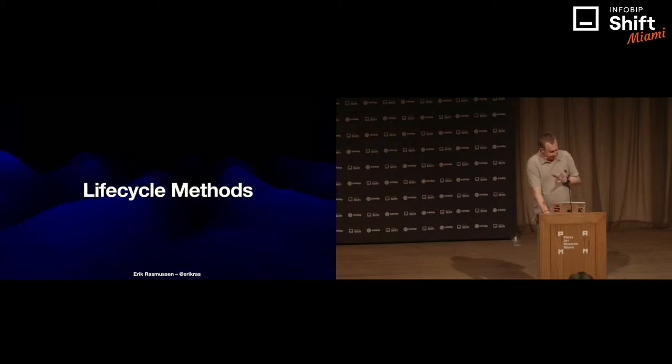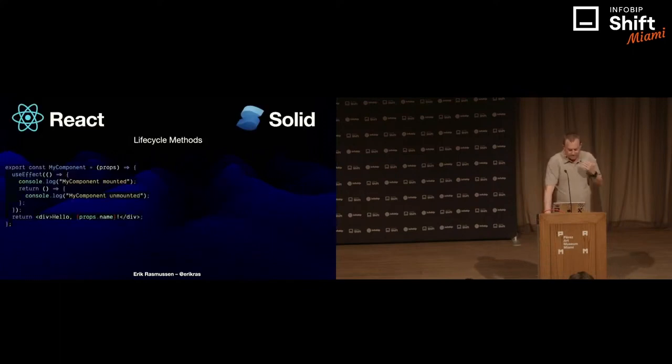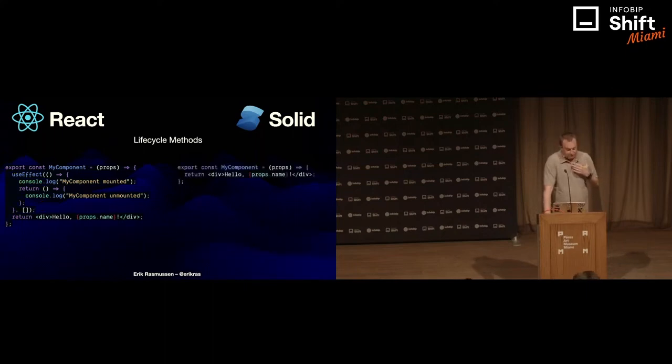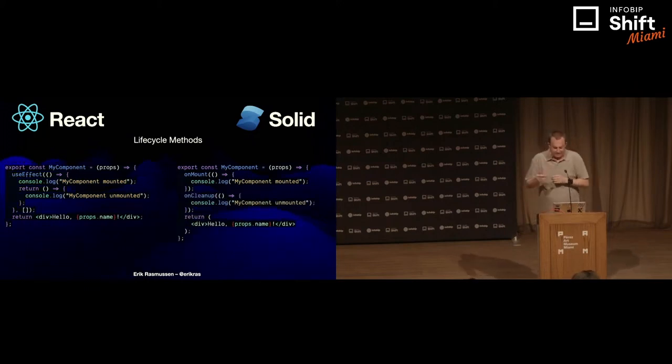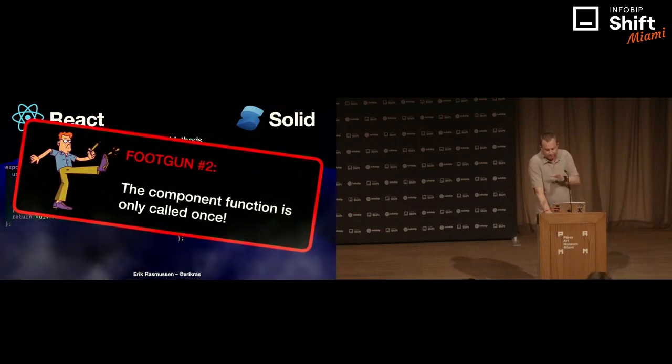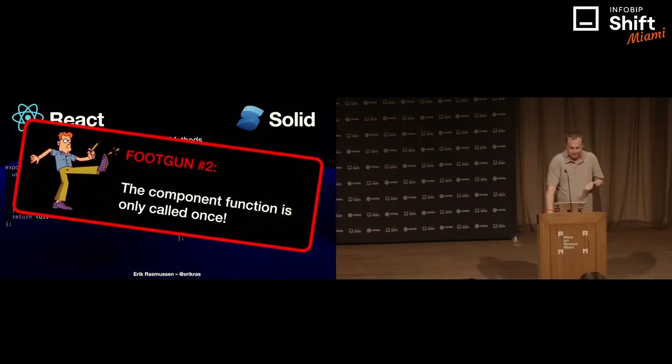Okay, lifecycle methods. How do you run something when a component mounts and when it unmounts? In React, of course, we use useEffect, and we return the thing that we want to run when it unmounts. And we've got to remember the damn dependency array. In Solid, there are these functions provided called onMount and onCleanup. You can call these as many times as you want. It might seem weird to be registering all these all the time, but remember, this component function is only called once, so it's really only happening once that you're registering these.